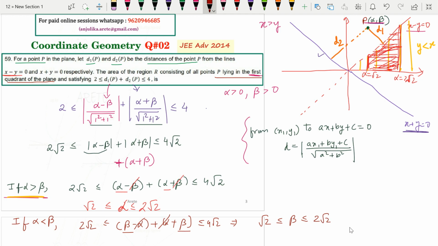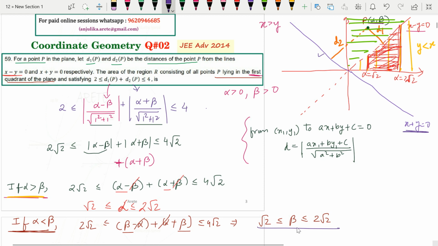So I get beta between root 2 and 2 root 2. When you assume that alpha is less than beta, that means your x is less than y, or y is greater than x. In that case, you are concentrating on the region above that line. And when you say that your beta should lie, that means your y should lie between root 2 and 2 root 2. This is root 2 and this point is 2 root 2. So what area are we looking for now? This whole area.